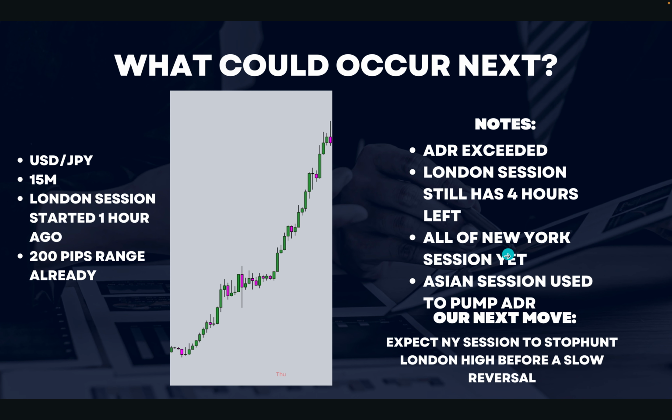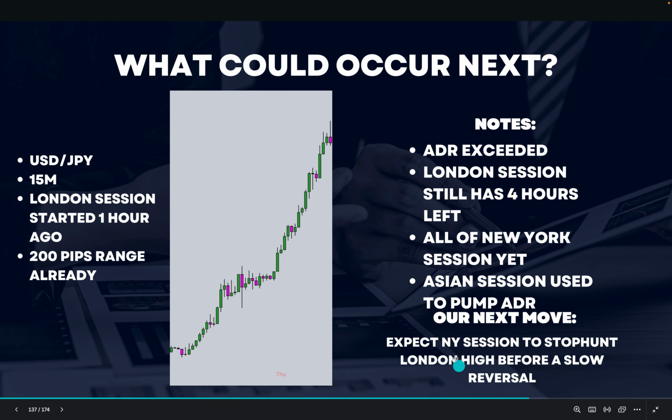We haven't had all of New York session yet. Asian session was used to pump the ADR. It looks like this could have been Asian session, so it looks like it wasn't in a consolidation. It looks like it was more used to pump that ADR. What could our next move be?